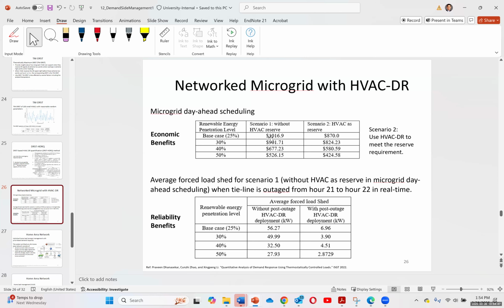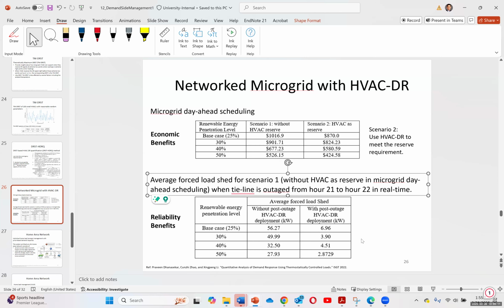With the base case of 25%, it reduces the power cost from 1,016 to 870, so almost $250 saved in the power. And you can see that it creates a huge difference in the power bill.